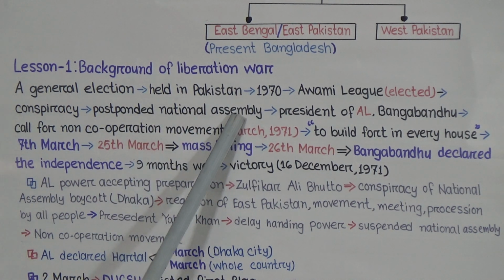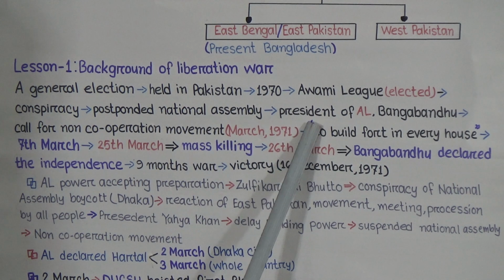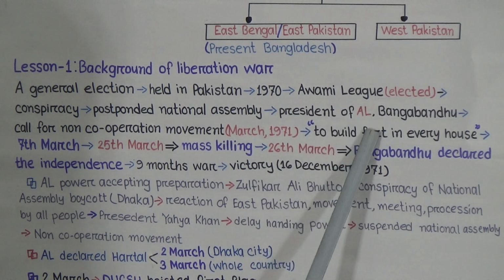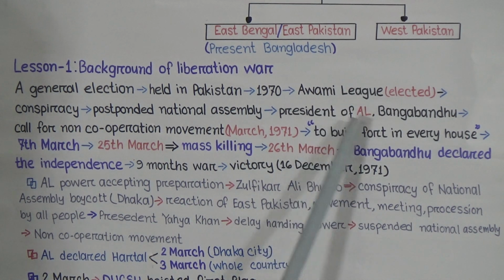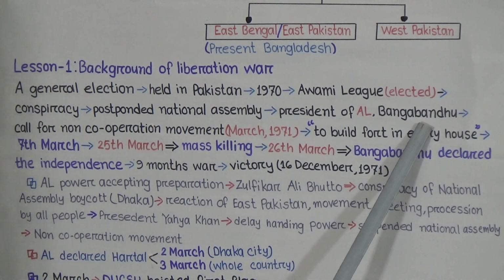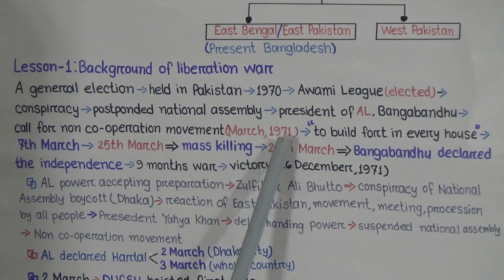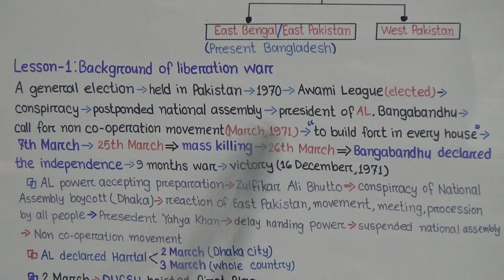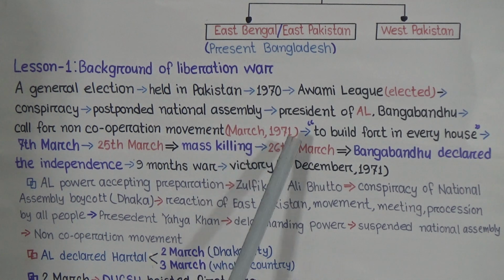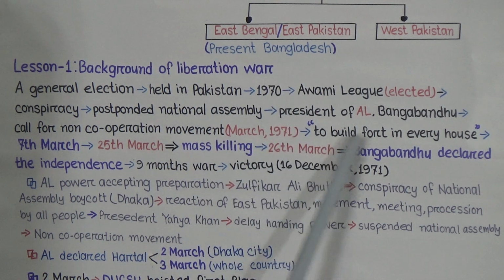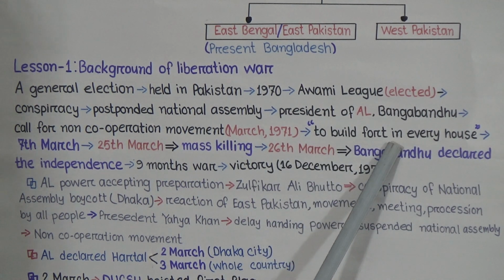Basically here Pakistan means West Pakistan. The rulers postponed the National Assembly, and that time the president of AL, here AL means Awami League, was Bangabandhu. Bangabandhu called for a non-cooperation movement at the beginning of March 1971. To build a fort in every house, it was a famous speech given by Bangabandhu Sheikh Mujibur Rahman.